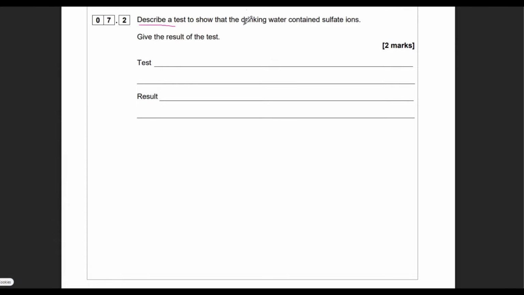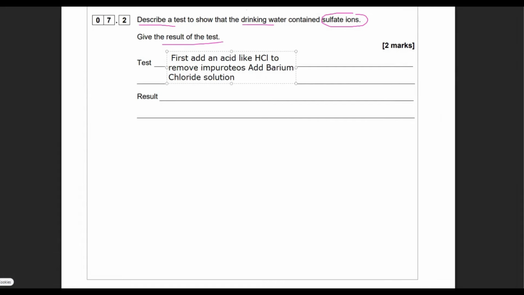7.2, describe a test to show that drinking water contains sulfate ions. Give the result of the test. Now, the sulfate ion is the SO4 2- ion. It's a negative ion and an anion. And the test for it is to add barium chloride solution. Now, the barium, the Ba2+ ion, will react with the SO4 2- ion to form BaSO4, barium sulfate. Now, barium sulfate is insoluble.